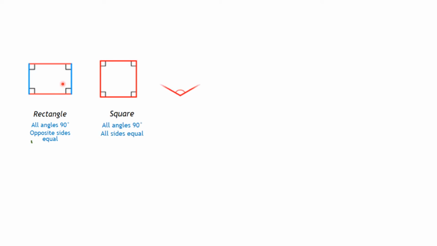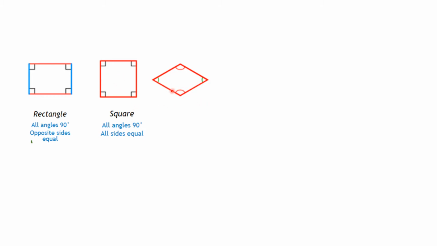So let us look at the different quadrilaterals that we have seen. Yes, this is a rectangle. All angles 90 degrees and opposite sides equal. This is an old friend. Also, a quadrilateral with all its sides equal. You guessed it right. It's a square. In a square also, all the angles are 90 degrees. All sides are equal.